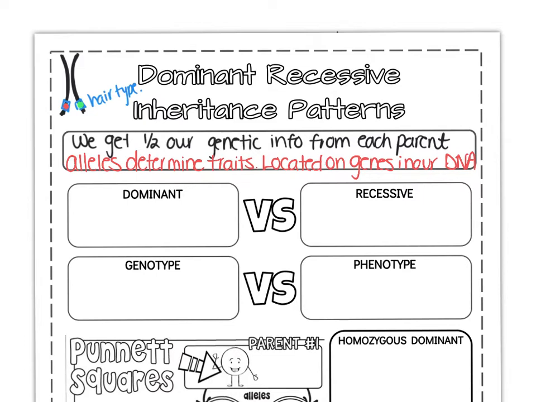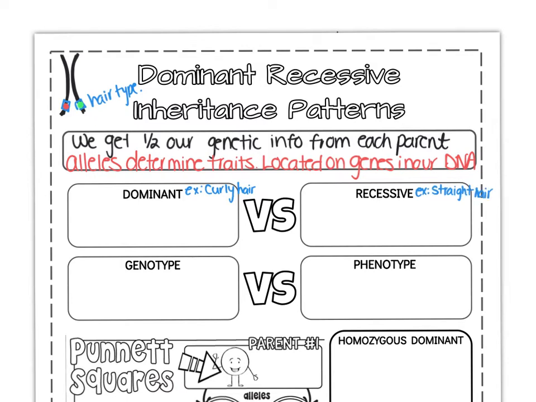Okay, so one allele can be dominant and one allele can be recessive. In the case of hair type, the dominant trait is curly hair. If I get the curly hair allele from either of my parents, I will be guaranteed to have curly hair. I only need one of them to get curly hair. If curly hair is dominant, then I hope we can understand that straight hair is recessive.